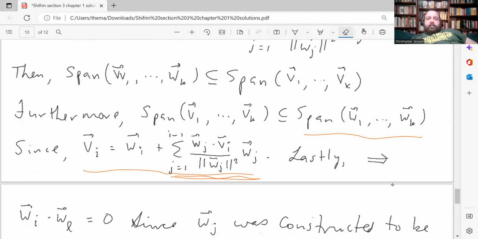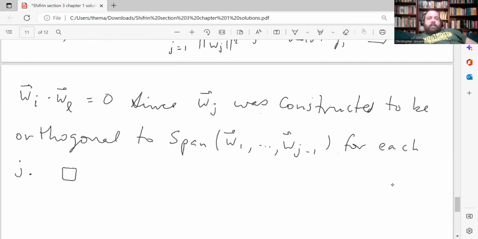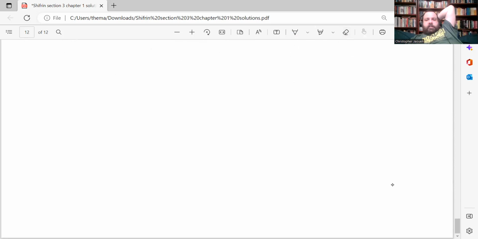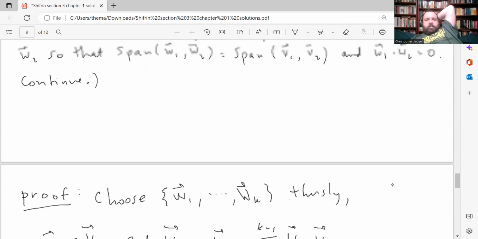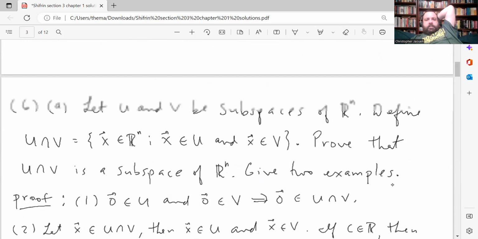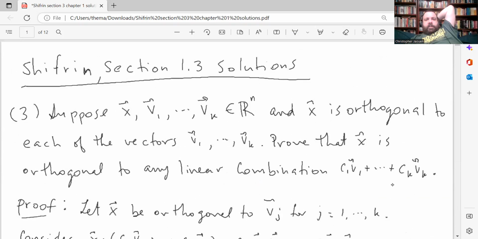And lastly, wi dot wl is 0, since wj was constructed to be orthogonal to the span of the previous vectors. So they're all orthogonal, by the way we constructed them. And that's it. That was the last problem I think I did here in section 3. So I'll end the video here.